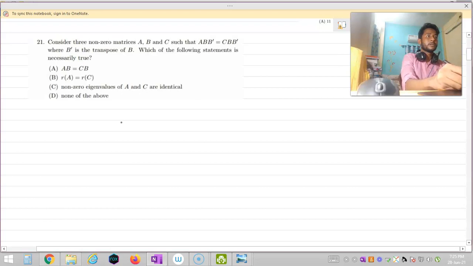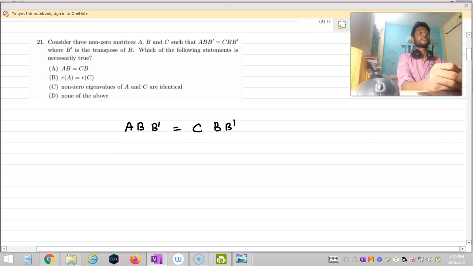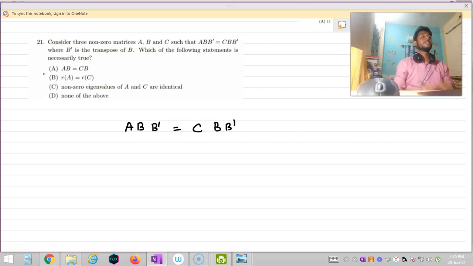Let me write down the condition: A B B' is equal to C B B'. So we have to find the correct option. The first option says AB is equal to BA, AB equal to CB. The second option says rank of A equals rank of C. The third option says the non-zero eigenvalues of A and C are identical. And the fourth option says none of these.